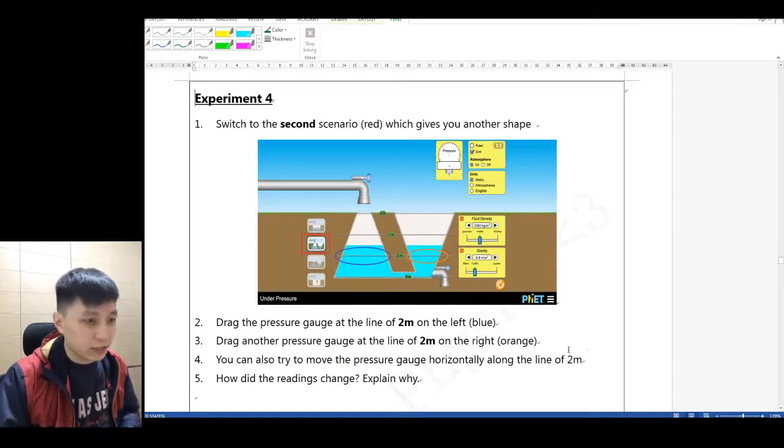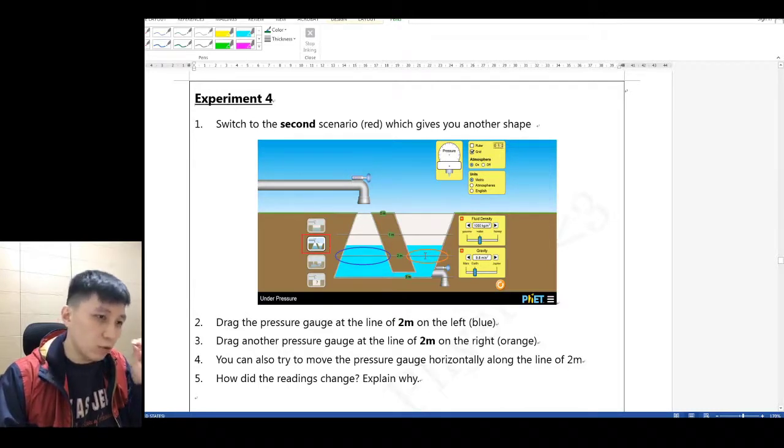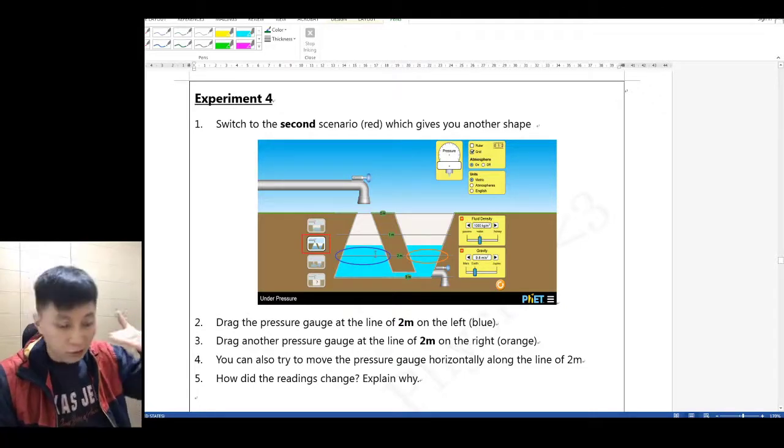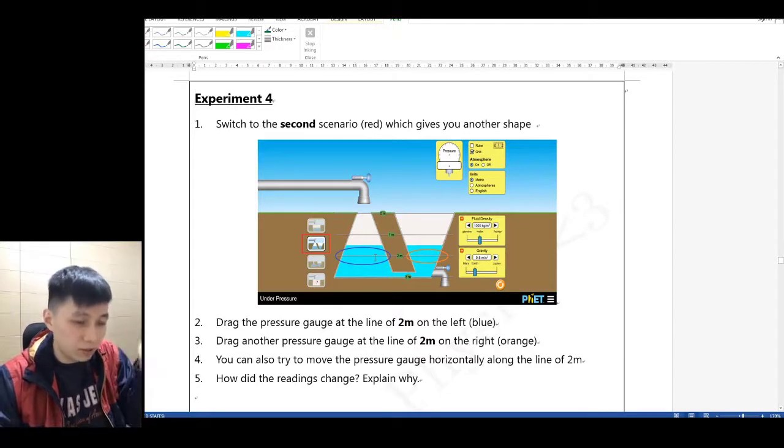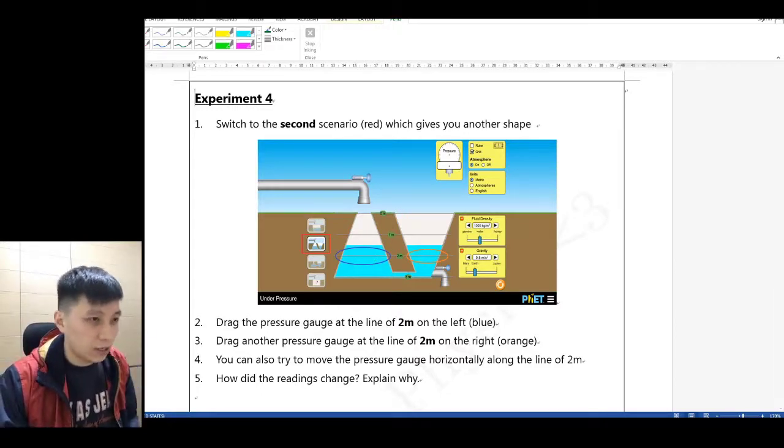Experiment 4 is quite interesting. Let's have a look. What you have to do is change the scenario into the second one, which gives you this real shape. And what you have to do is go to the 2 meter level and set up 2 pressure gauges. Or you can try to move the pressure gauge horizontally along the 2 meter level and see whether there is any change, whether it is increasing or decreasing. So let's try it out.